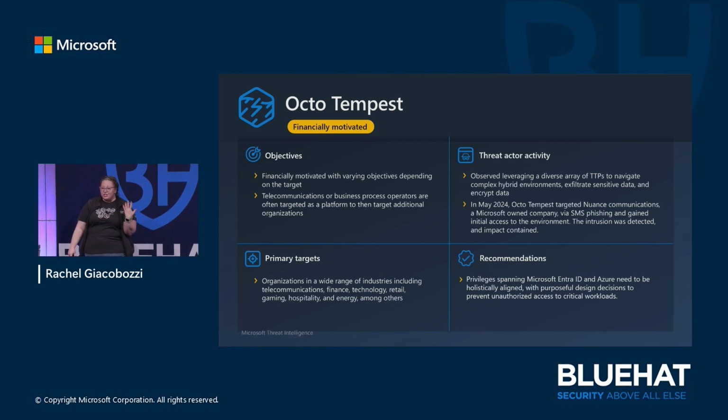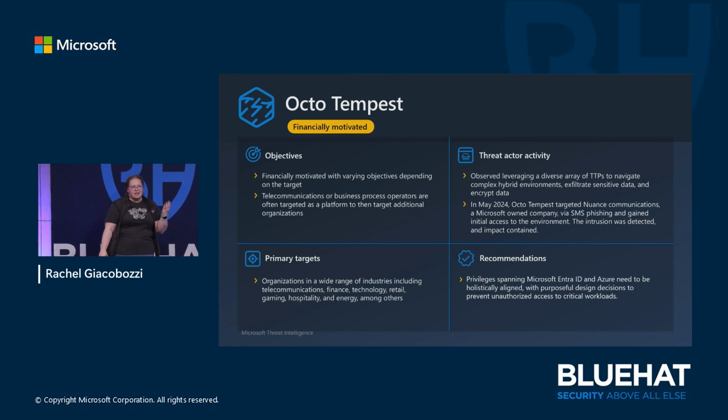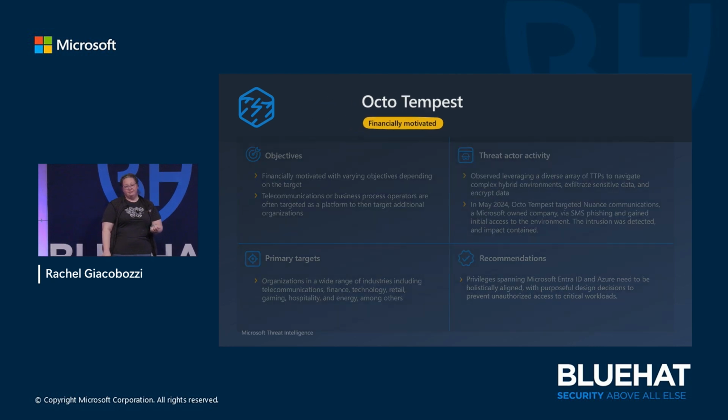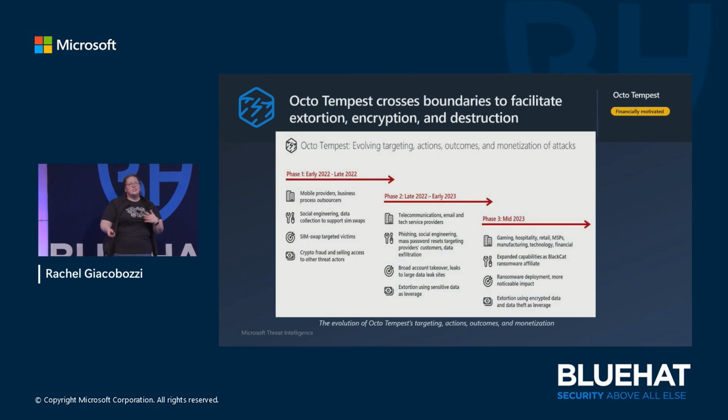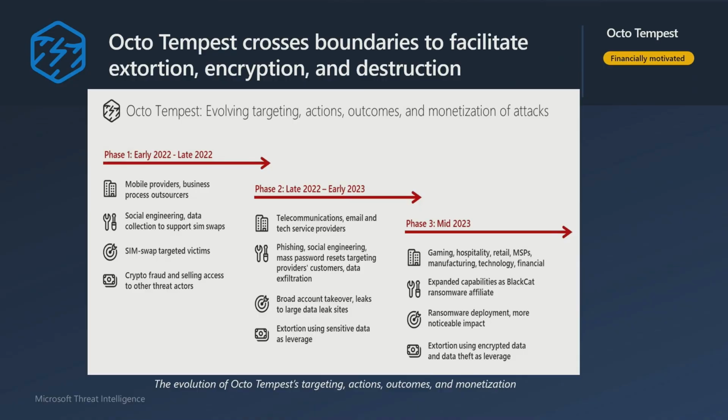Octotempest targets a variety of industries. It includes telecom, finance, retail, IT, and they use a variety of TTPs to navigate the complex hybrid environments, so they can not only navigate on-prem environments, but cloud, and also companies that have hybrid. And their objectives vary depending on the target. For example, in May of 2024, we saw Octotempest target Nuance Communications via SMS phishing for initial access into that telecom provider.